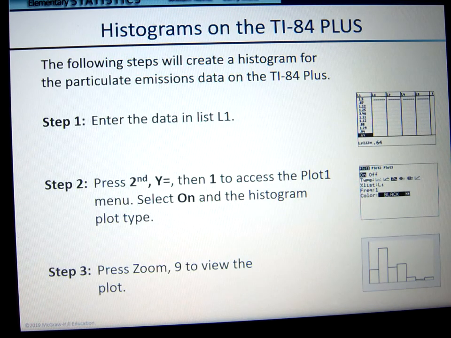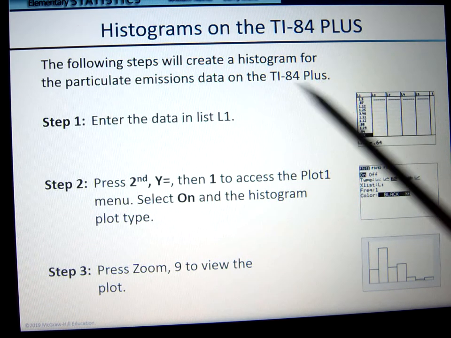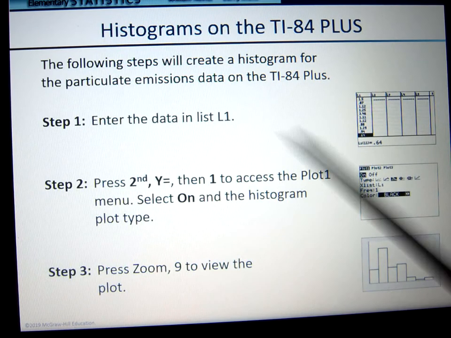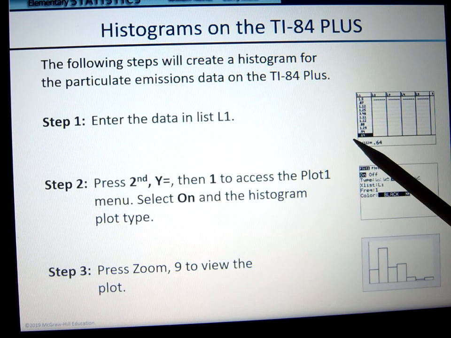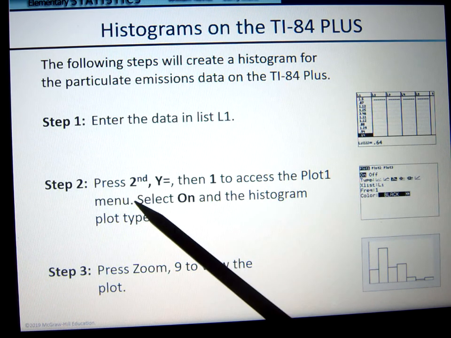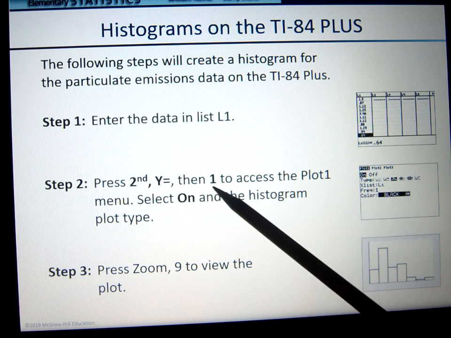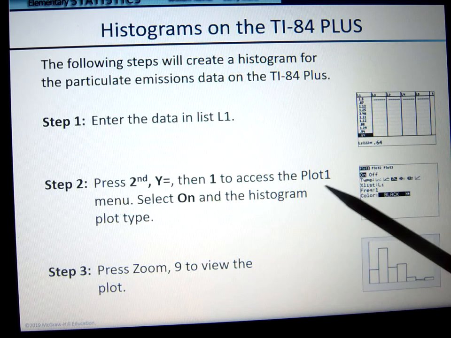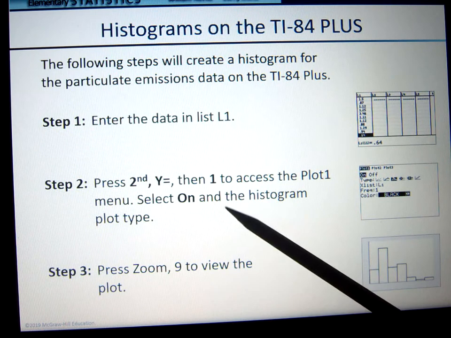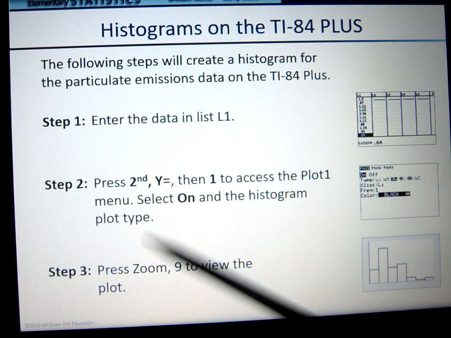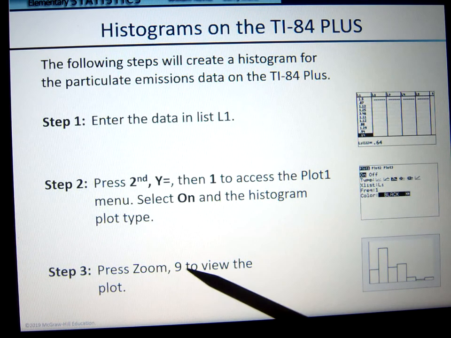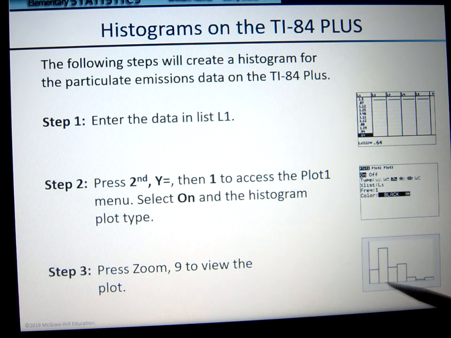Now you can create a histogram for emissions on your TI-84 Plus. You're going to enter the data into L1, your list 1 on your graphing calculator. Then you'll press second Y equals, then 1 to access the plot. Select on and the histogram plot type. You can press zoom 9 to view the plot. So here you go. Maybe you might want to try that out.